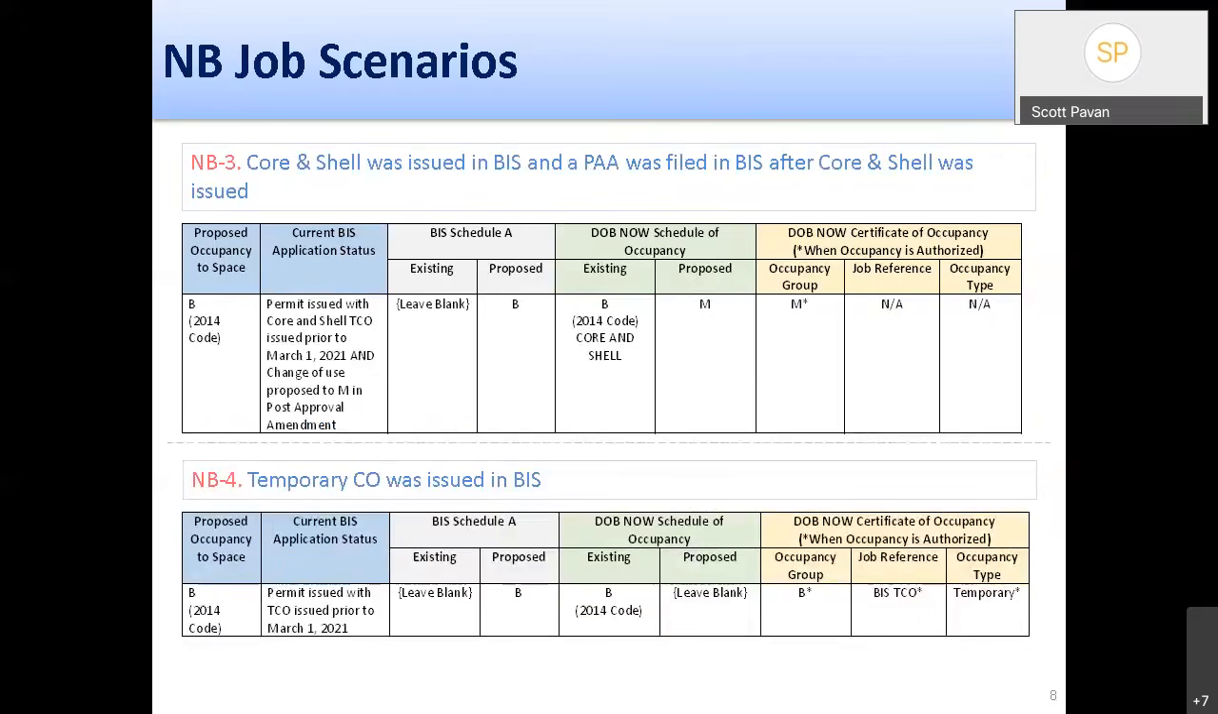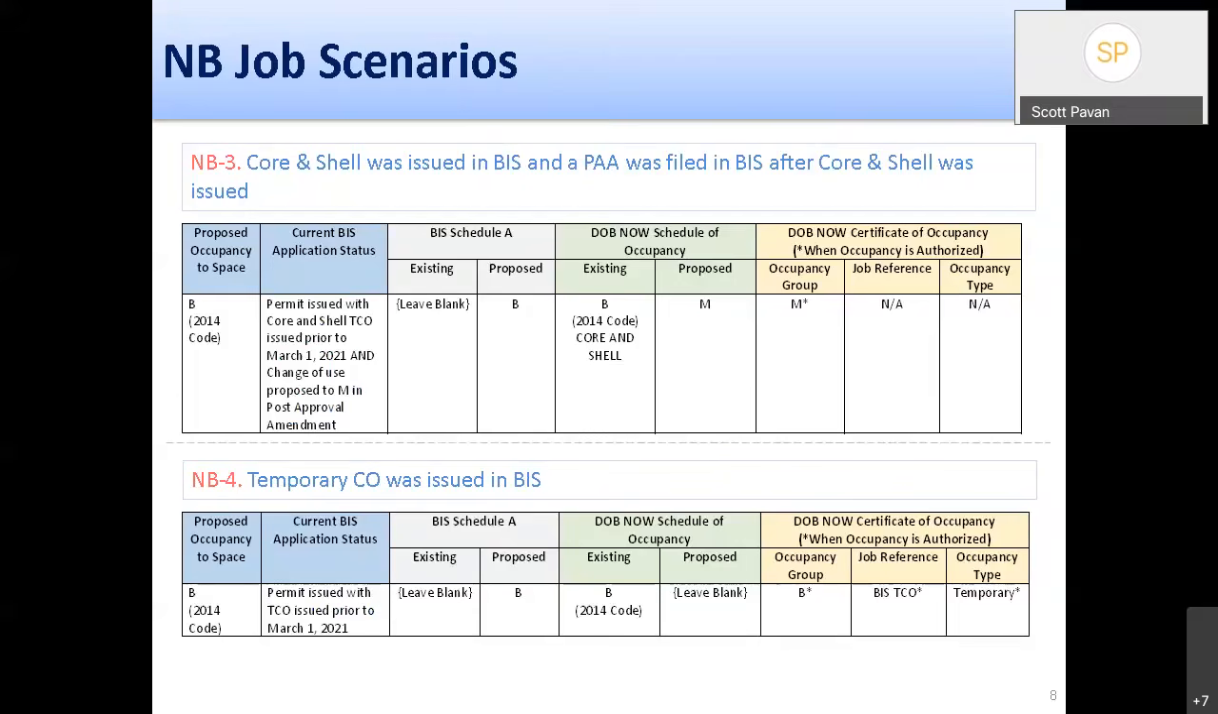So scenario 3, scenario 4, right? Let's read what scenario 3 is because I can't remember what these slides say. Core and shell was issued in biz, and a PAA was filed in biz after the core and shell was issued. Okay, let's make sure we understand that scenario by reading the blue columns. It's a B occupancy for this row, and the permit was issued and the core and shell was issued prior to March 1st.